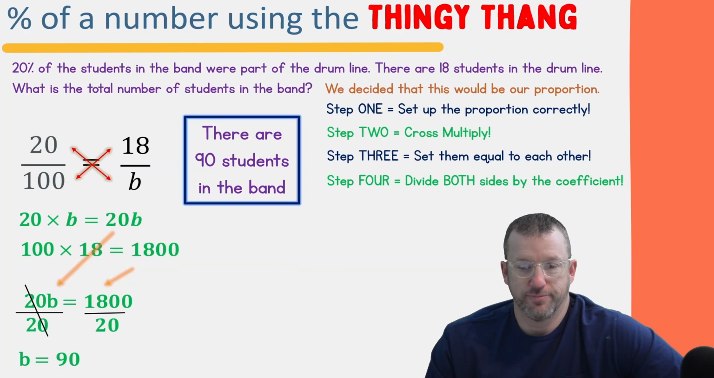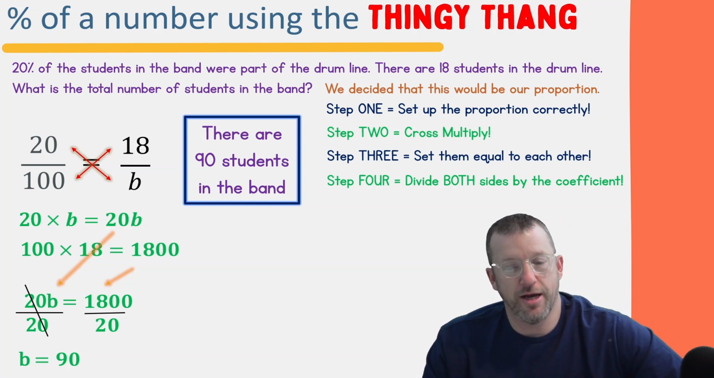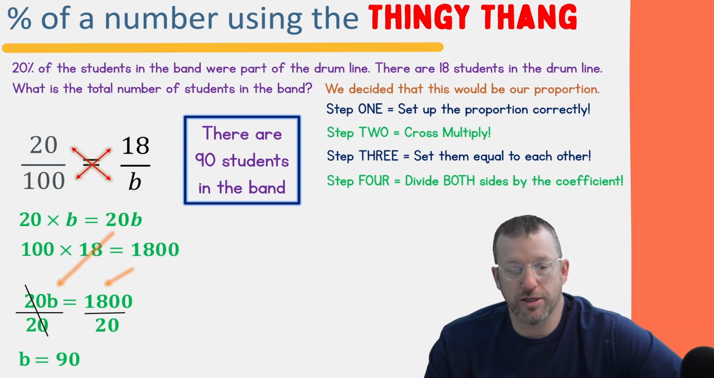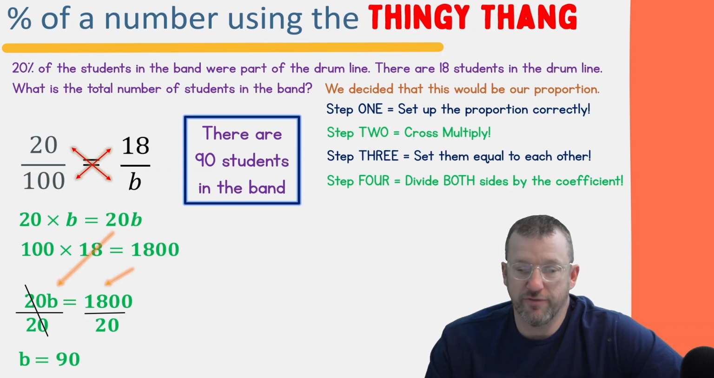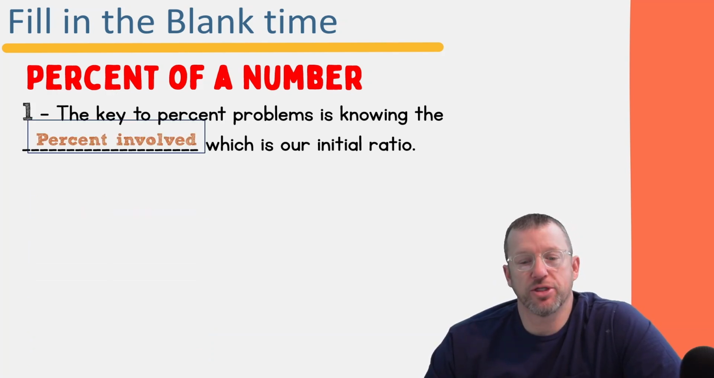All right, so hopefully that makes sense to you guys. All you got to do, remember, it's the thingy thing. If you can figure out how to set up your proportion, get your initial ratio figured out. In this case, it's percent over 100. What percent are we talking about? And then you just got to find out, what am I trying to find? Am I trying to find the whole, or am I trying to find the part on the other side? In this instance, we were trying to find the whole because we knew that part of the band was the drummers. The key to percent problems is knowing the percent involved, which is our initial ratio. So when we know our percent, we can put it over 100, which will be our initial ratio. Sometimes you have to actually solve the percent, so the other side will be the initial ratio, but it doesn't matter in the thingy thing.